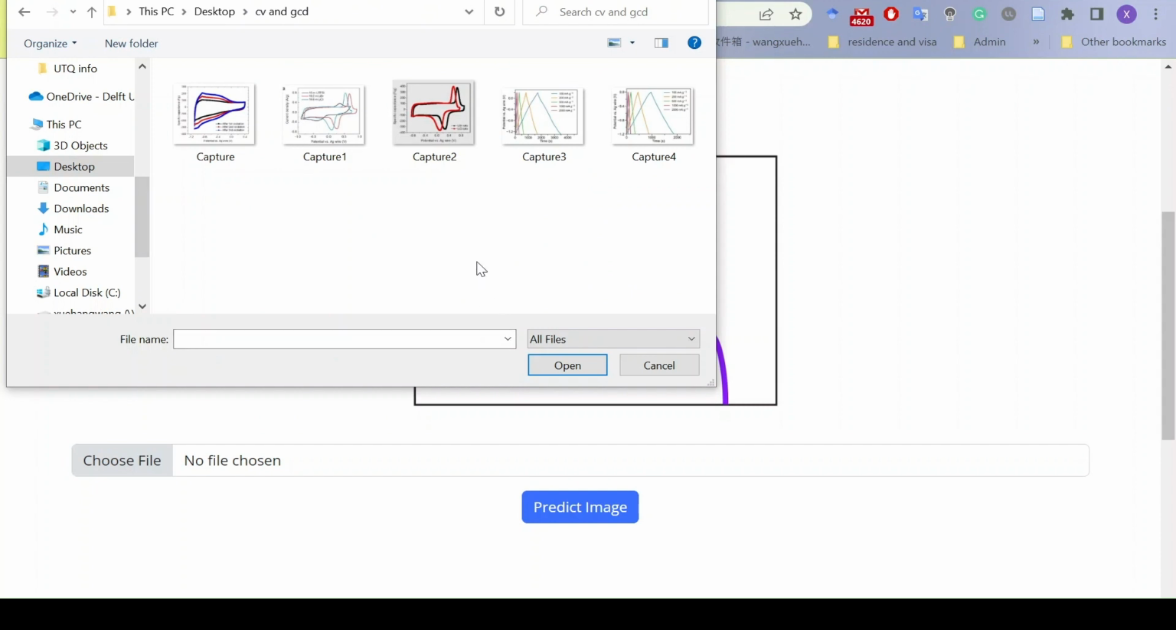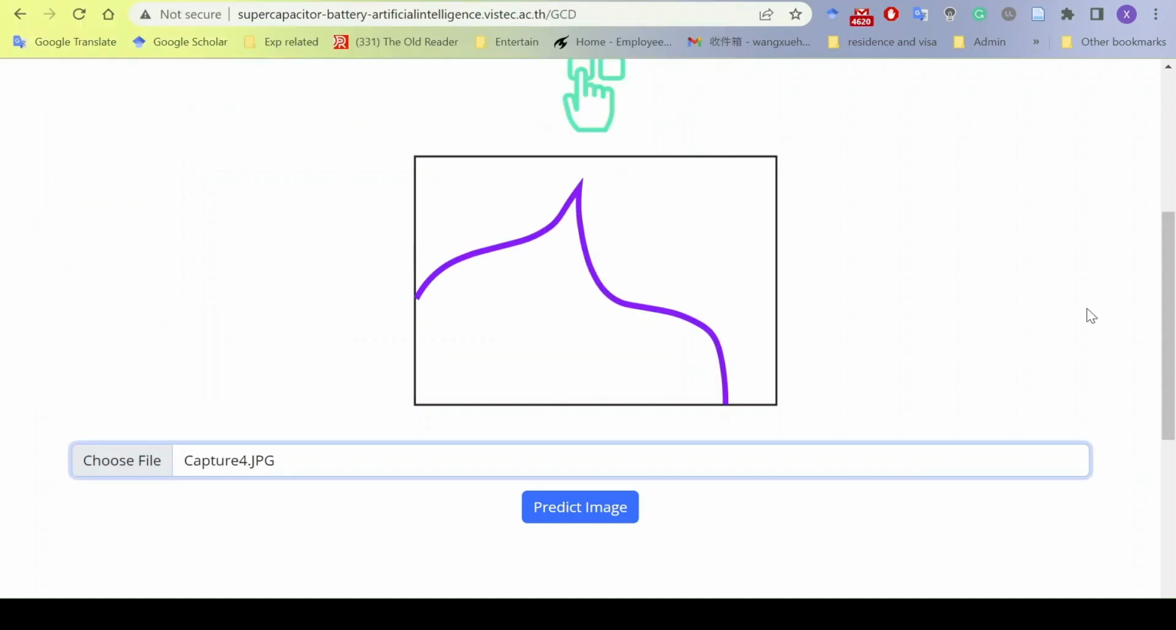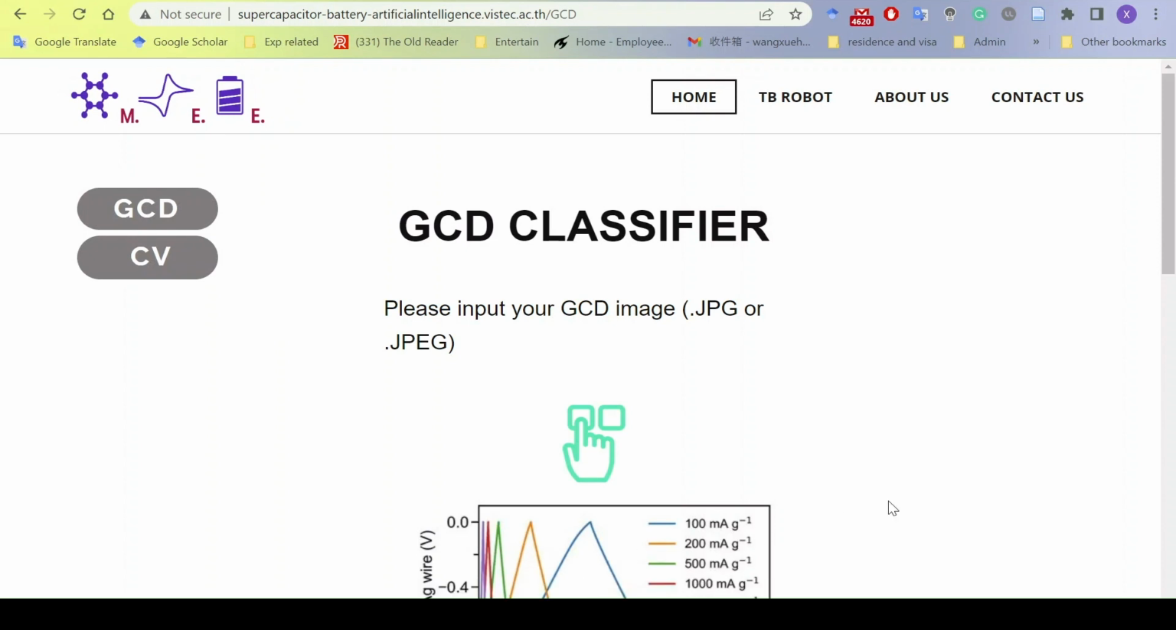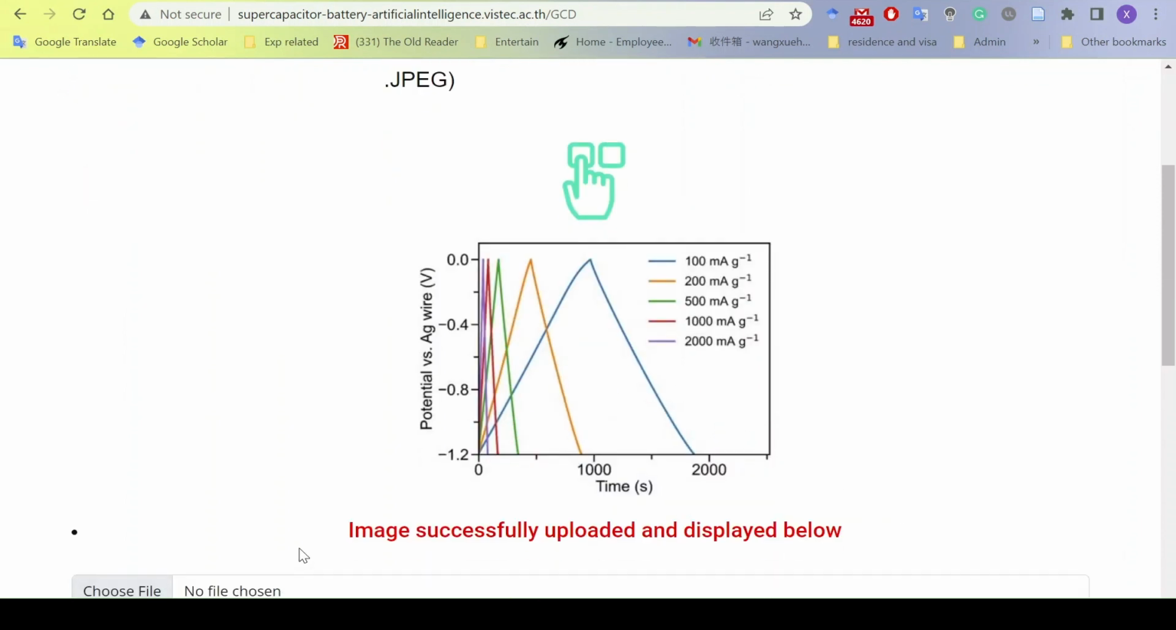I will first challenge it with a GCD curve. If we open it like this and click predict, the image is successfully uploaded and displayed below. It's very clear to see that the GCD curve is perfectly linear shaped. So this is actually from a double layer capacitor. Let's see what it says.